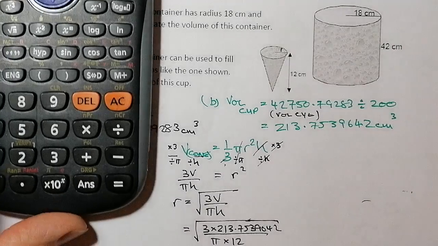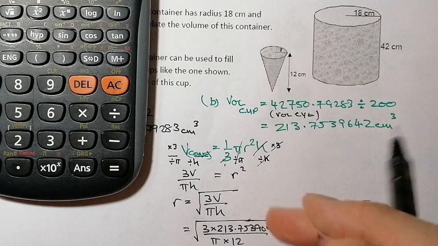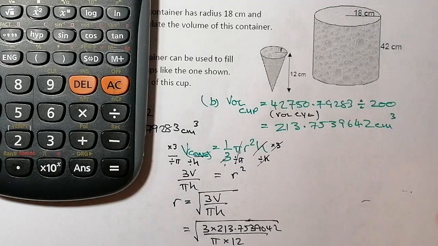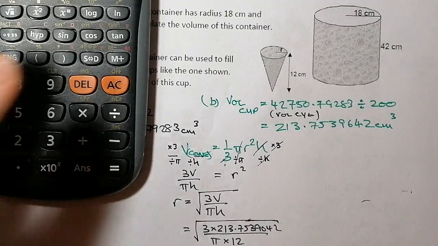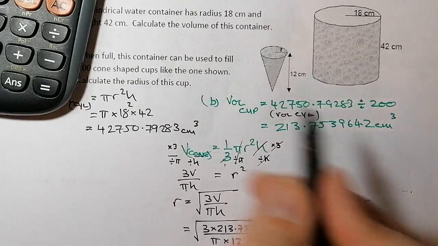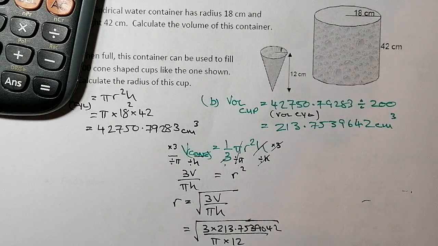Or what I can also say is if I want to do it to the nearest, let's see, I'll go to 1 decimal place for this one here. So this one equals 4.1 centimetres to 1 decimal place. Okay, and that would be my answer there. I've answered the radius of the cup. So the radius of the cup is equal to that there.